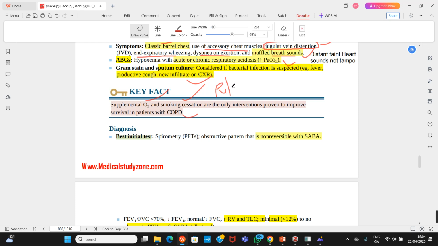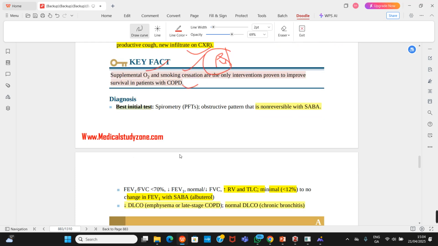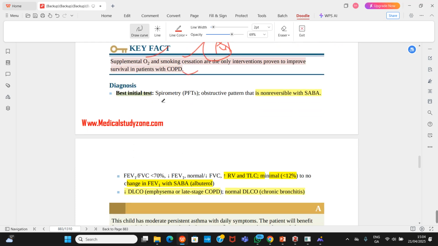And do pulmonary rehabilitation. How do you make the diagnosis? We have talked about this: spirometry. It is going to show an obstructive pattern. The ratio is going to be less than 70%. Fine. But it's not going to be reversible.